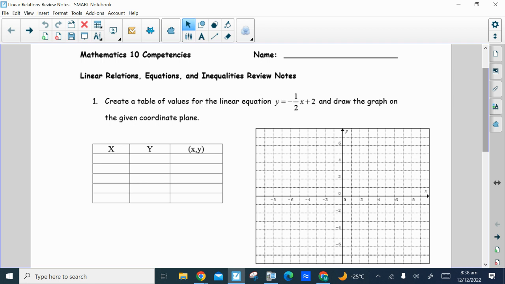So a big part of this chapter was talking about slope, talking about rate of change. But we started by looking at equations and being able to distinguish between linear and nonlinear. All of our equations have at least one variable in them.